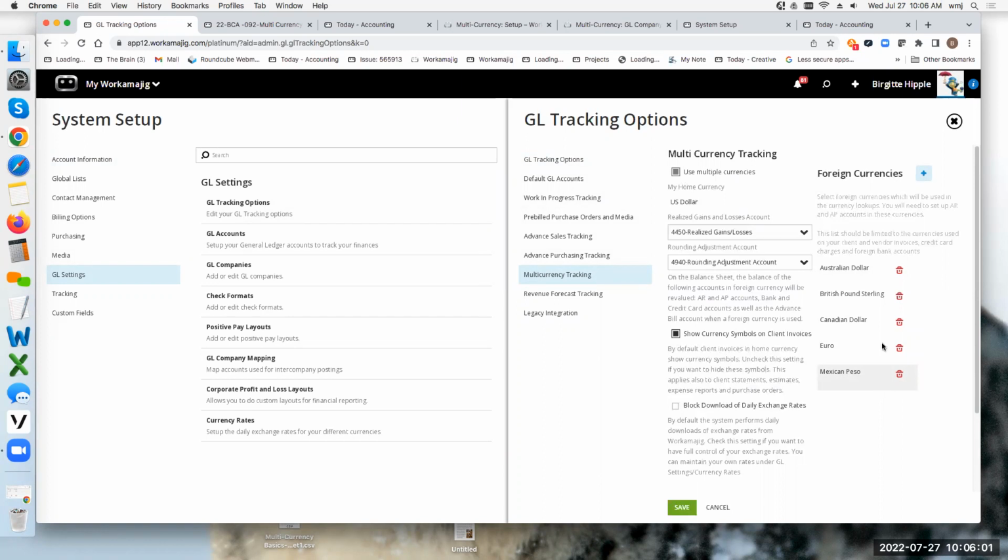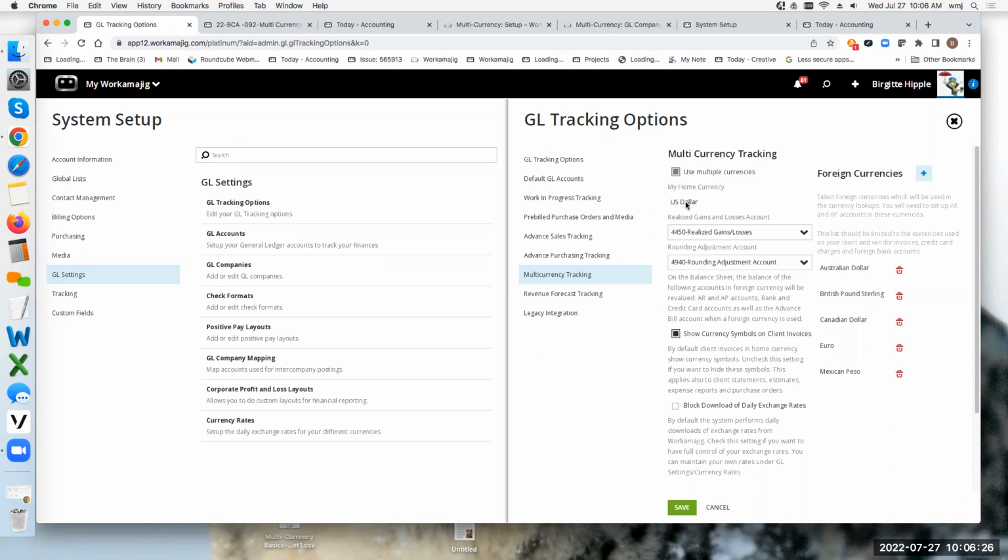And we have a very long list of currencies that you can choose from, probably more than you will ever need. Once you turn this on, you actually designate what your home currency is. Okay, and that basically, if you've already been in the system, will take all your transactions, just similar to GL companies, and set that currency across the board for everything.